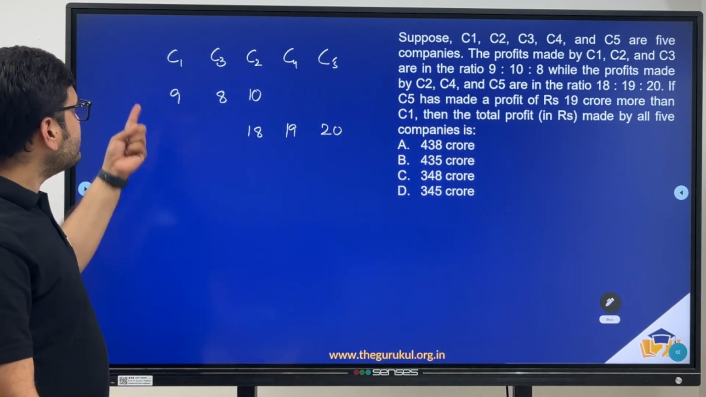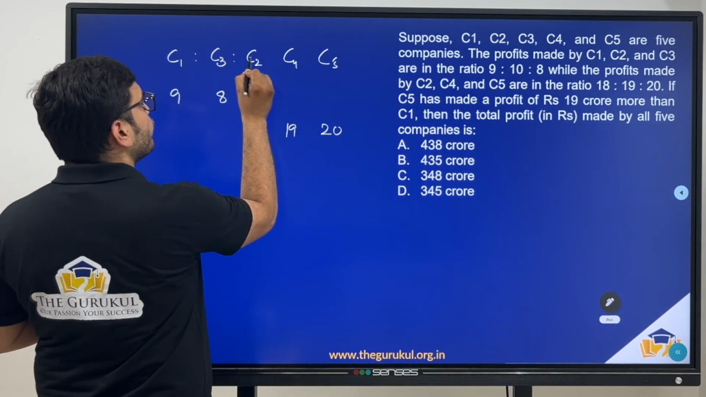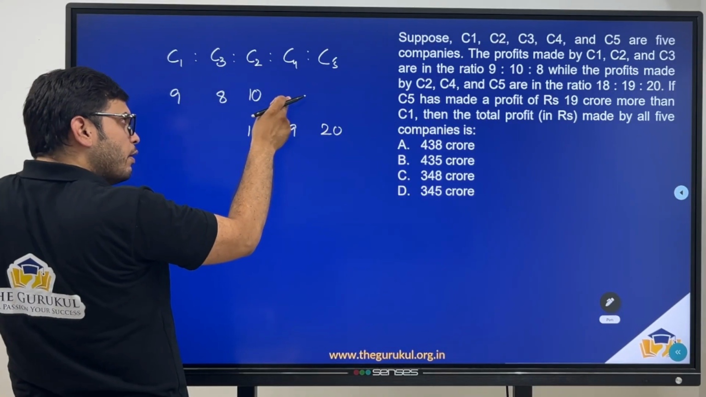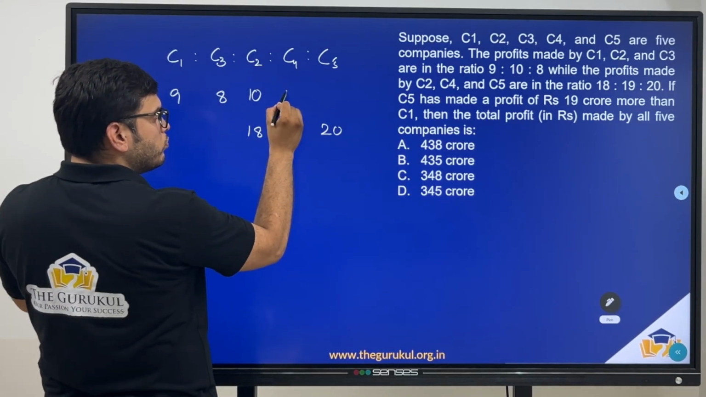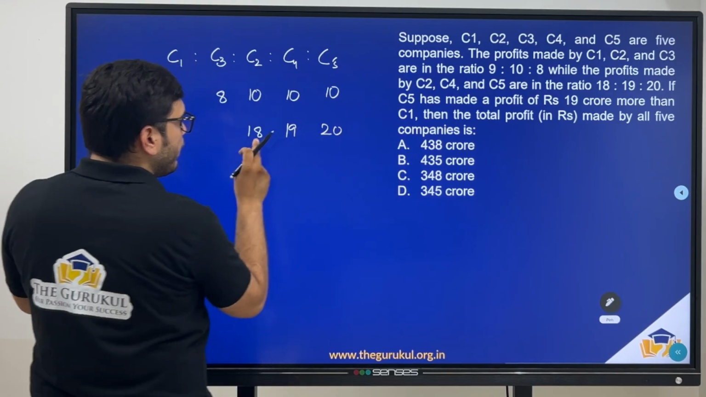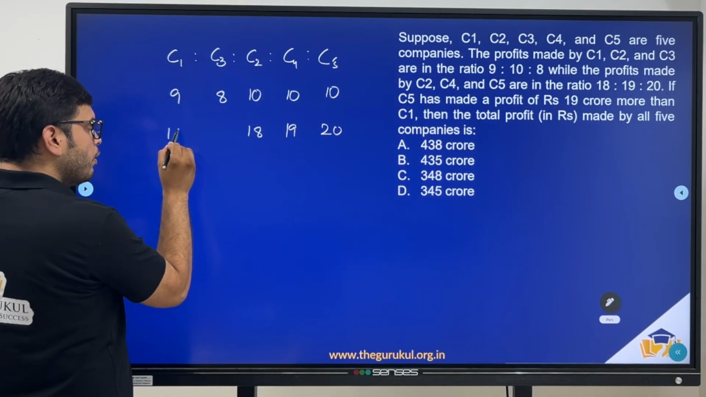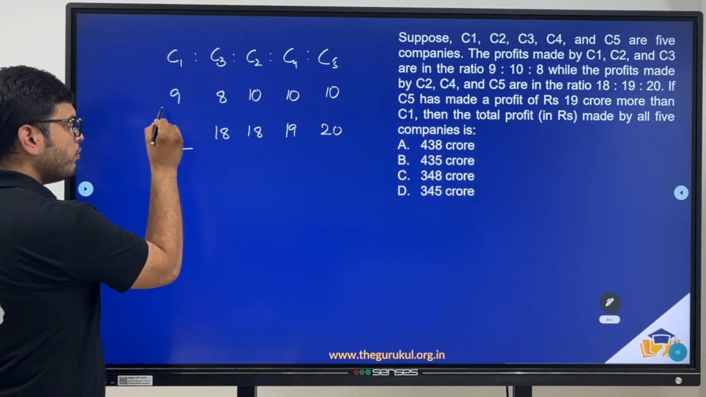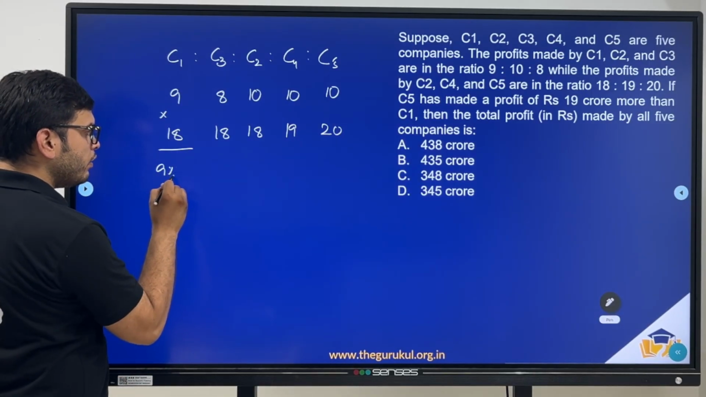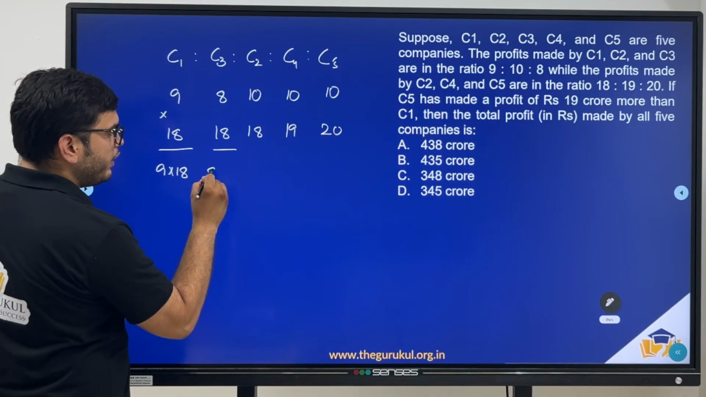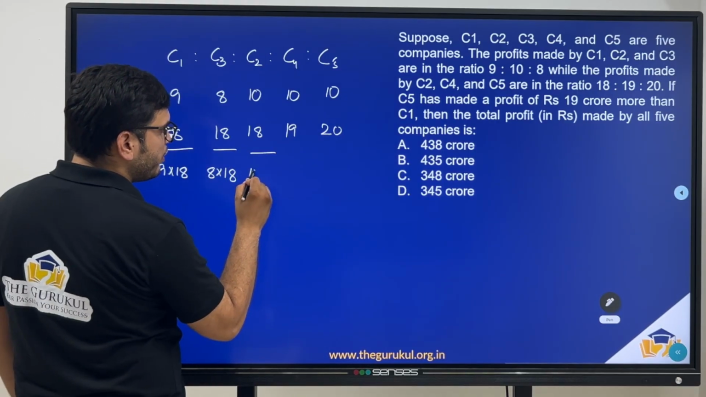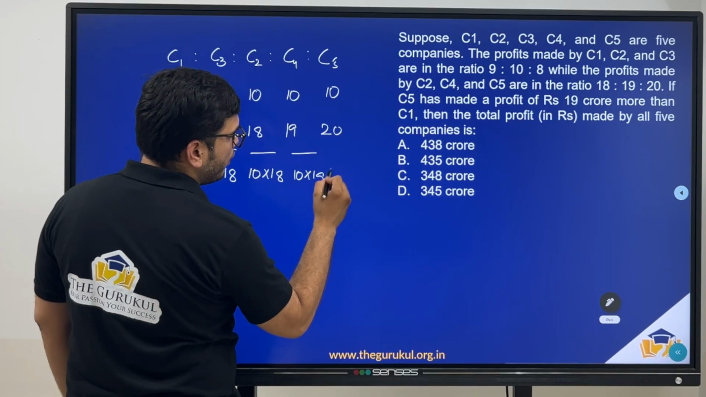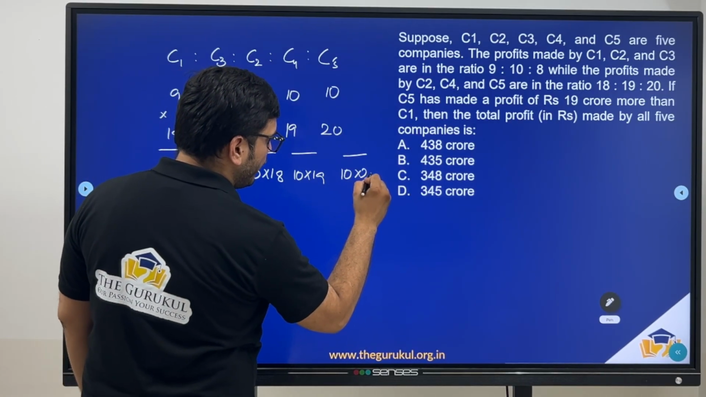Now to find C1 is to C3 is to C2 is to C4 is to C5, all you need to do is fill these two places by the number adjacent to that. So 10 and 10, and here you need to fill these places by the number 18. Right. So the ratio would be the product of these two, 9 into 18. This is 8 into 18. This is 10 into 18. This is 10 into 19. And the last one, 10 into 20.